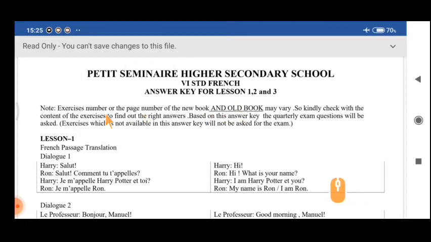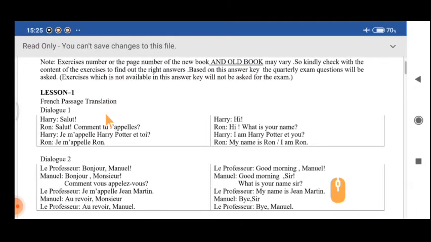If you have an old book, the page number might differ. If you have a new book, the page number will be different. So don't go with the old book or new book. Just the content of the exercise will tell you which exercise you have to learn. So from this answer key, let's start with lesson 1.